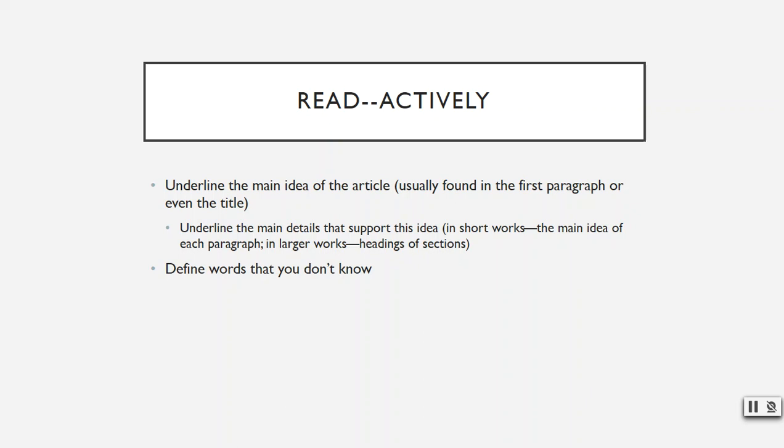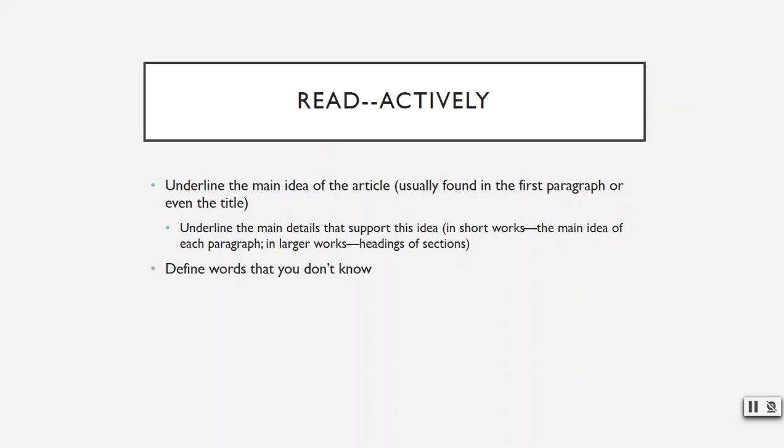Underline the main idea of the article. So you've skimmed it, so you should know. This is usually found in the first paragraph or even the title. Then, as you read through the article, underline the main details that support this idea. In short works, the main idea of each paragraph you should underline. In larger works, the headings of sections. So you're actually physically underlining things.